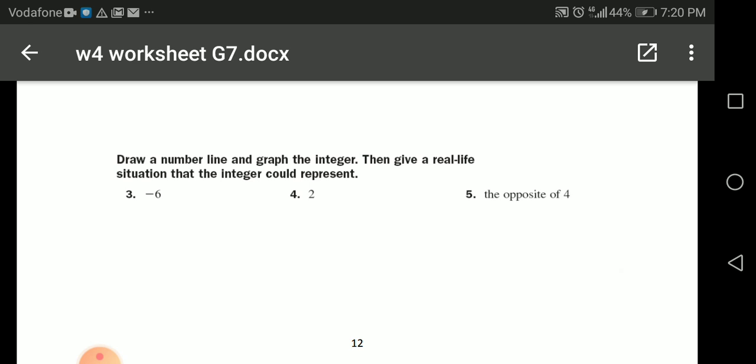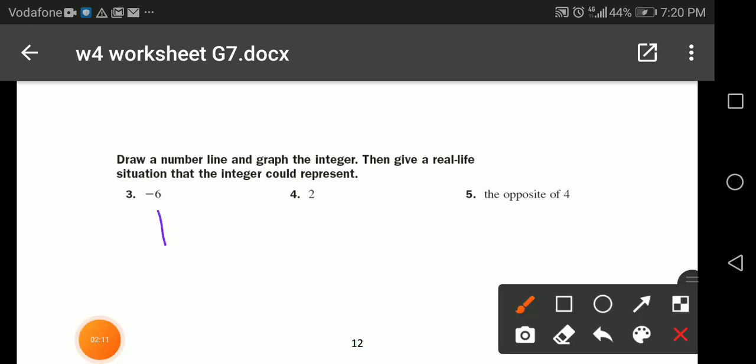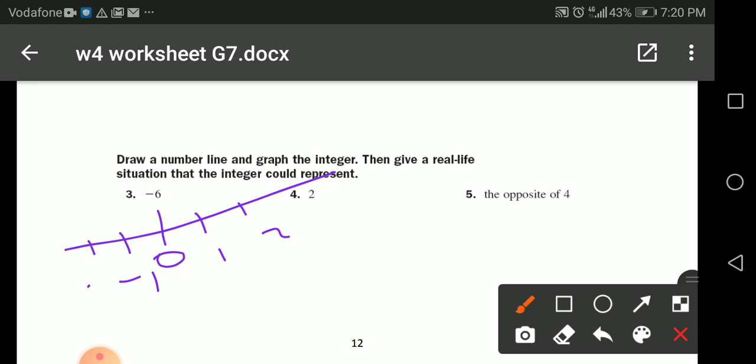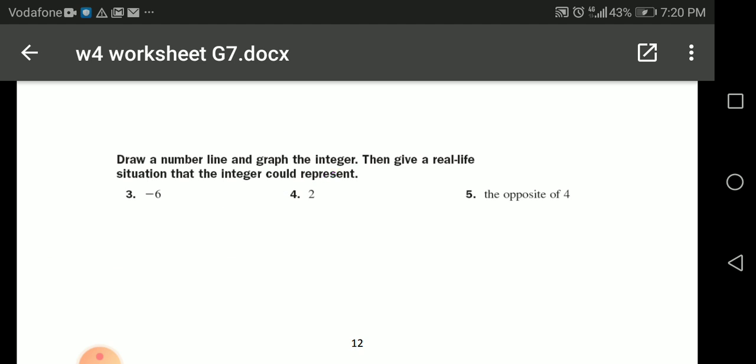Draw a number line and graph the integer. It's very easy. Then give a real life situation that the integer could represent. So I have the number line 0, 1, 2, and so on, negative 1, negative 2, negative 3, until negative 6, and put the point at negative 6. So I can say negative 6 degrees of temperature.